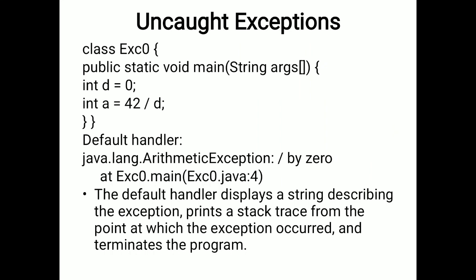In that code you can observe int d is equal to 0, int a is equal to 42 by d. Now the value of d is 0, for that reason it is a divide by 0 condition. Next line, at ex0.main, ex0.java:4, that 4 indicates line number 4 in the file called ex0.java. So that exception occurred in the main method. This is the output with respect to the default handler, if there is no proper exception handler.